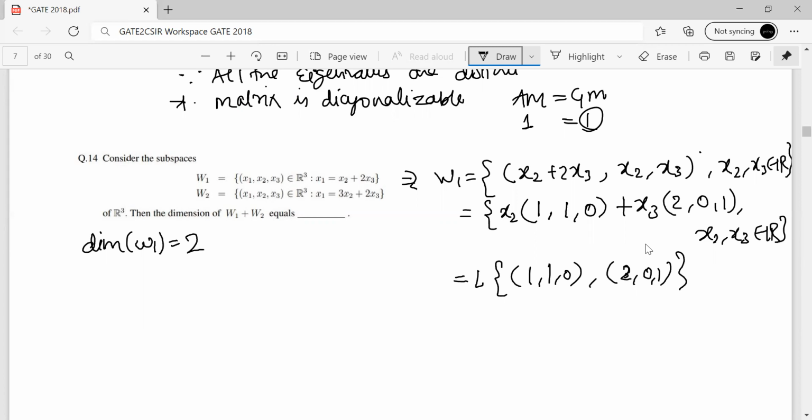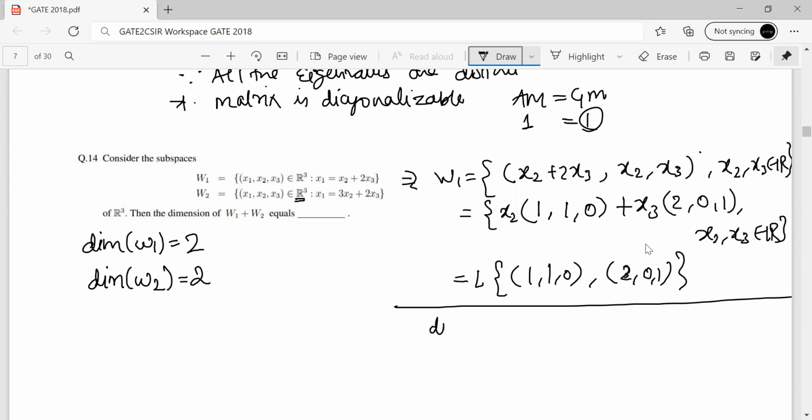Similarly, you can find out the dimension of W2. The dimension of W2 also you will get 2. Or if you are worried, then you can simply apply this formula to find the dimension rather than finding the basis and everything. You know the dimension of the space is 3. So the dimension of W2 will be equal to 3 minus the number of linearly independent constraints. You can apply even this method. The dimension of the vector space is 3, because they are coming from R3, and there is only one constraint. So you get the dimension to be 2. So the dimension of W2 is also 2. In the same manner, you get the dimension of W1 to be 2.